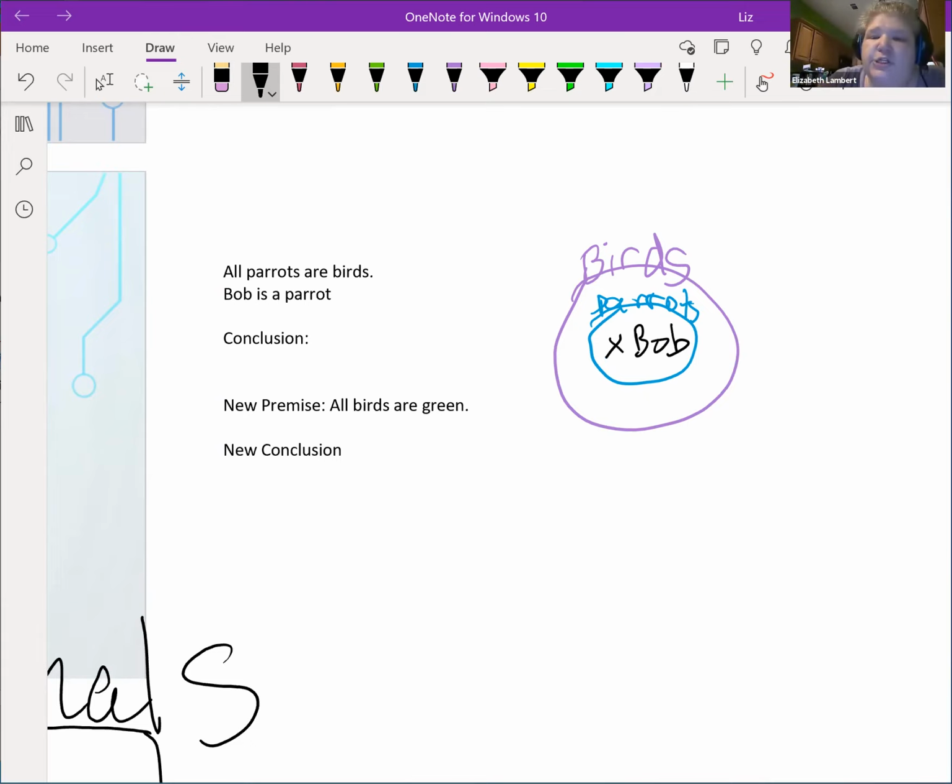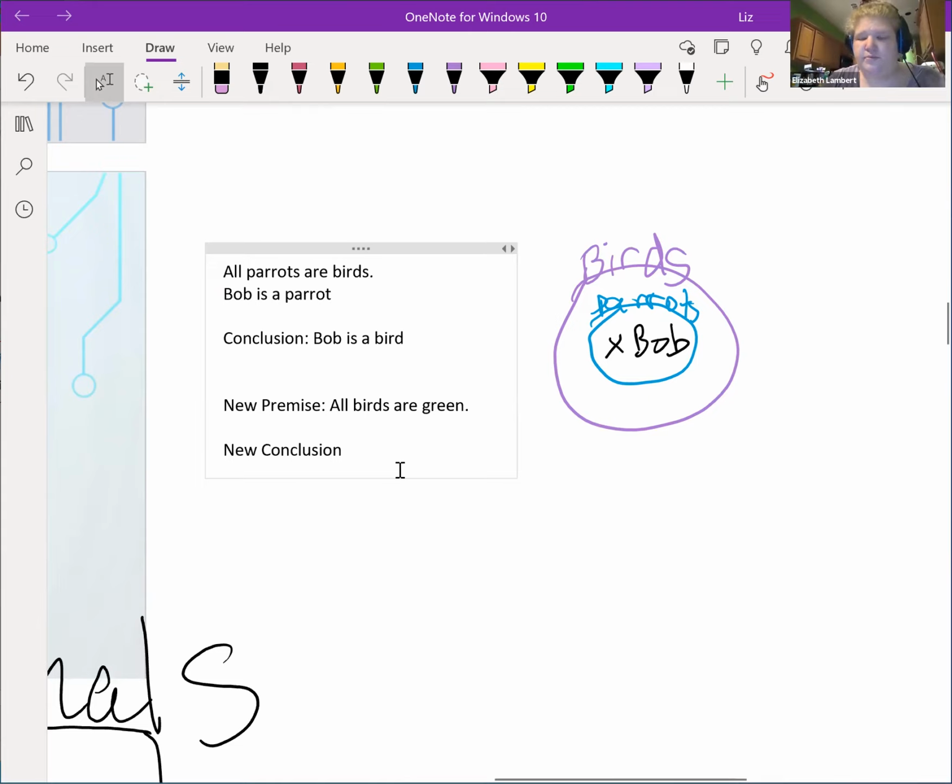So what conclusion can we draw from this? We know Bob is a parrot. We were told that. So we can also conclude Bob is a bird. So let me type that in. That is valid and sound. That all makes sense. Now I'm going to throw in a new premise.